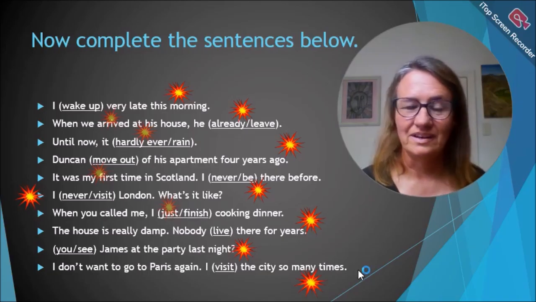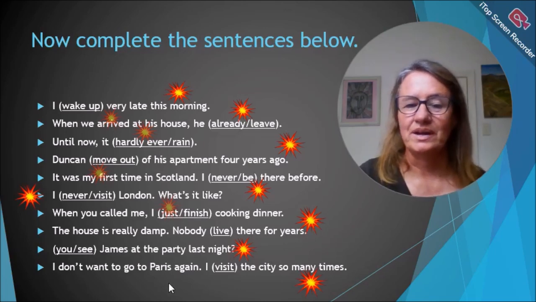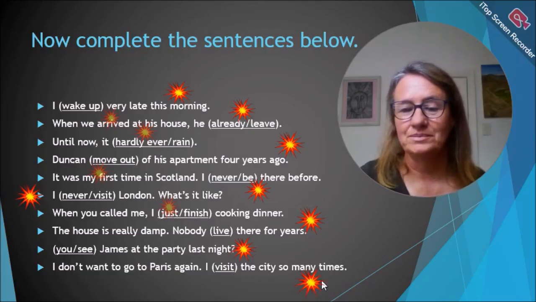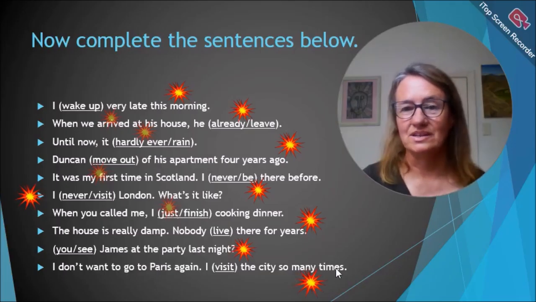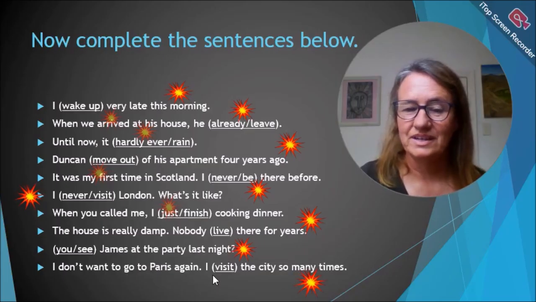And our final one here, you've done great so far. I don't want to go to Paris again. I visit the city so many times. So, our clue, so many times. Right. I don't want to go again. Go is telling us present. So many times is telling us perfect. So, I don't want to go to Paris again. I have visited the city so many times.